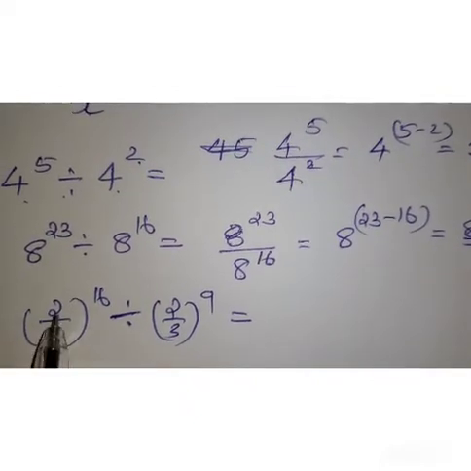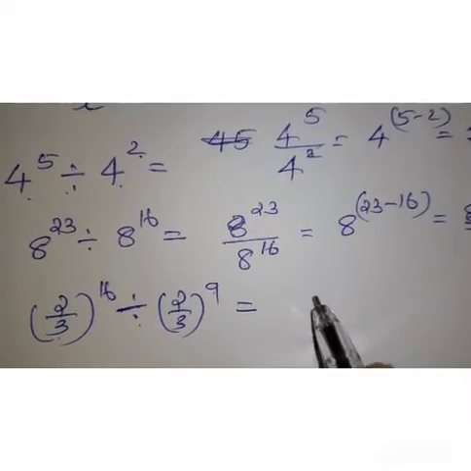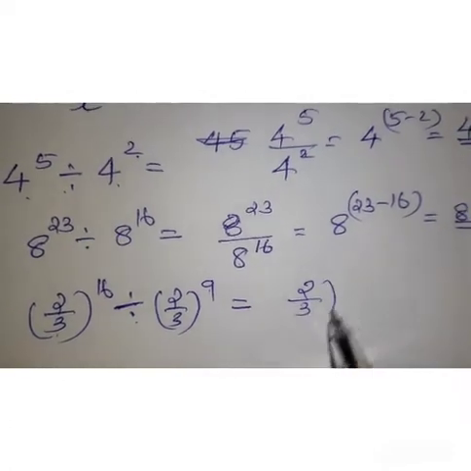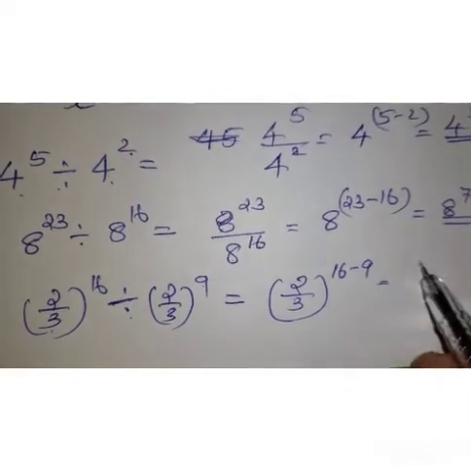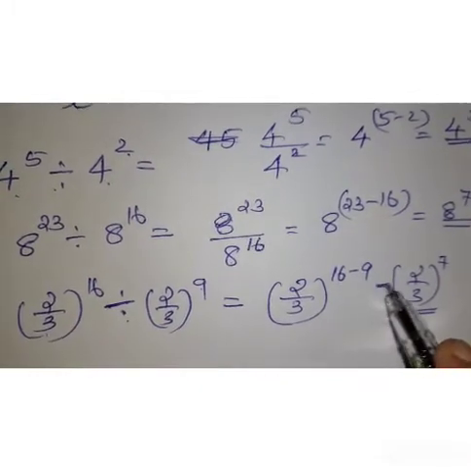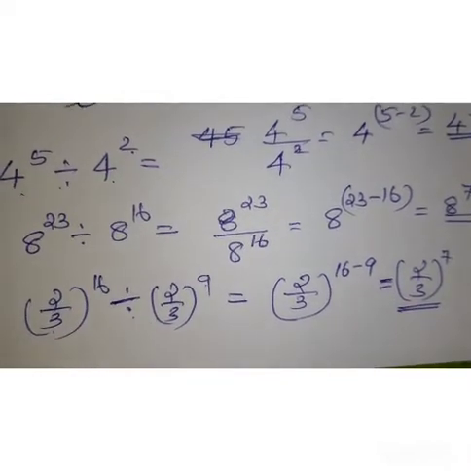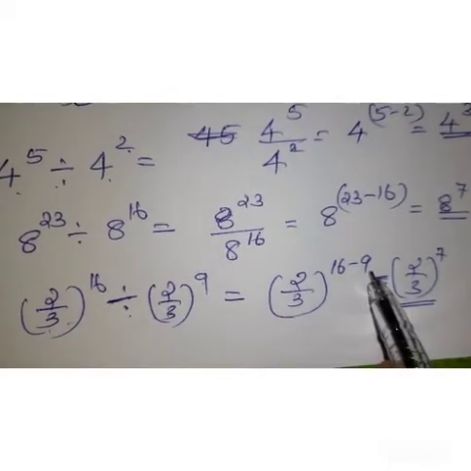If it is a fraction, 2 by 3 raised to 16 divided by 2 by 3 raised to 9, you can write it as 2 by 3 raised to, the power is subtracted, so 2 by 3 raised to 7. If the numbers are divided, what do you do? The power should be subtracted.